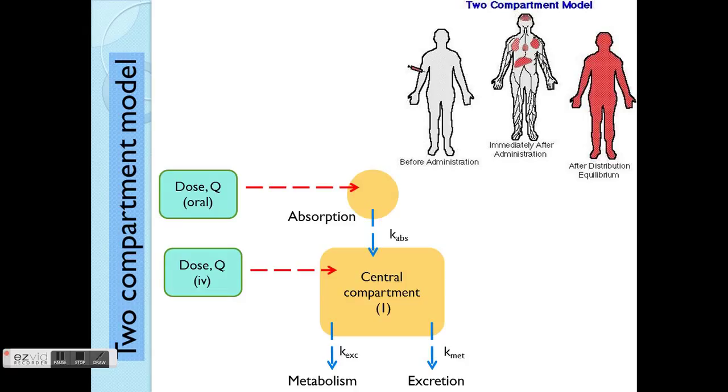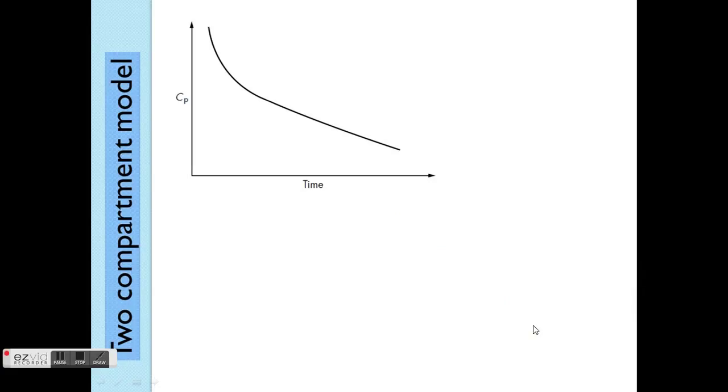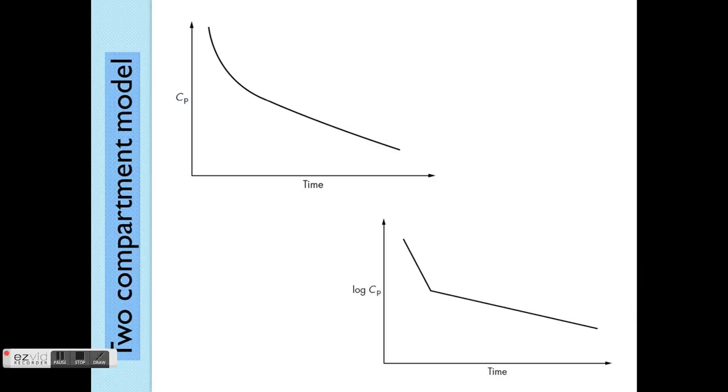The more complicated one, which tries to explain things in a more biological way, is the two compartment model, whereby it assumes that after administration, certain parts of the body get the drug first before it's distributed equally to other parts of the body. You can see here a central compartment followed by a peripheral compartment. Don't forget that K is the rate, for example in this case the rate of forward movement from the central compartment to the peripheral compartment, and so on. These are the graphs related to the two compartment model.